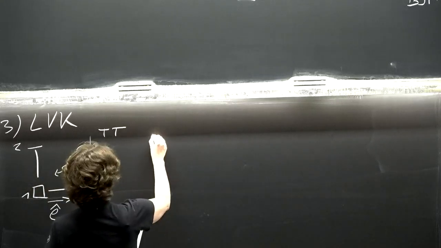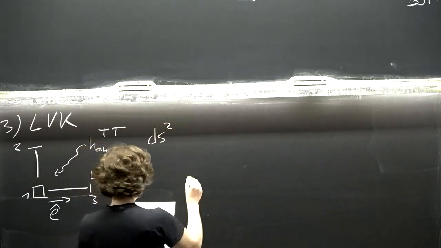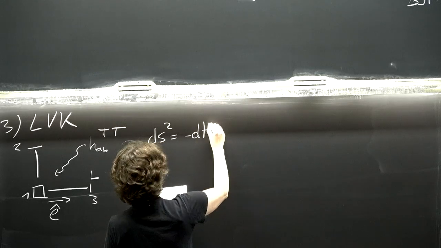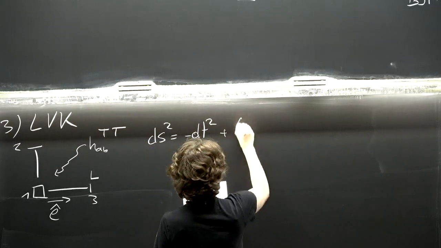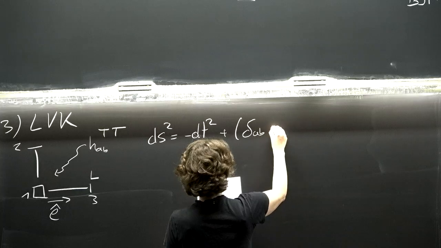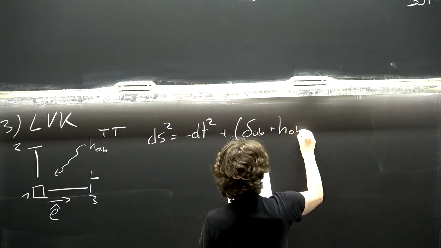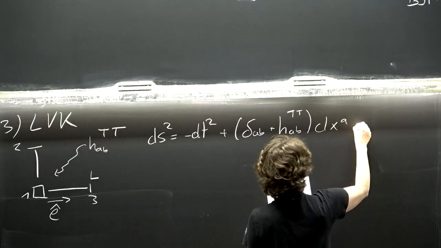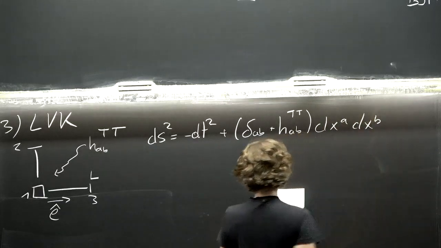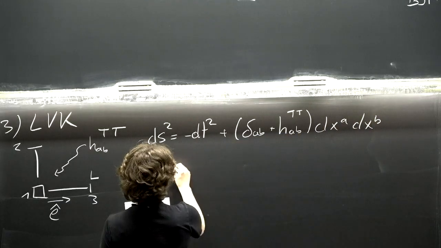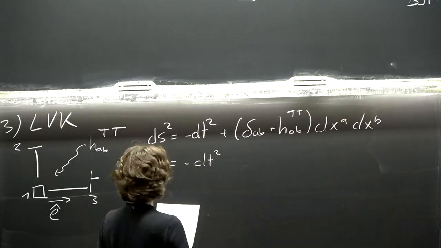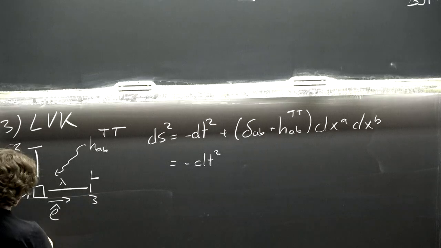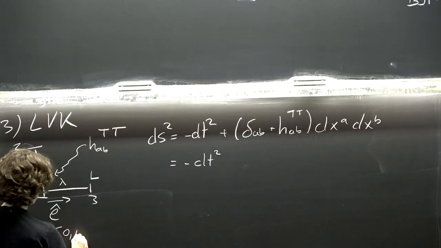So what we want to compute is ds squared equals minus dt squared, and then in TT gauge, delta_ab plus h_ab, dx^a dx^b, which I can rewrite by introducing a parameter lambda, which runs along this direction and takes values from 0 to L.